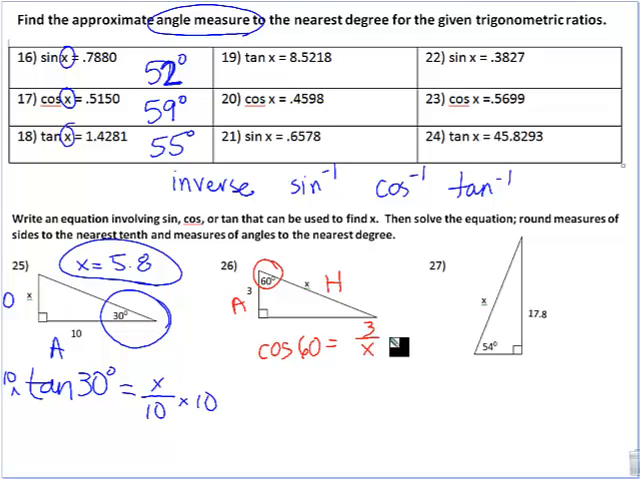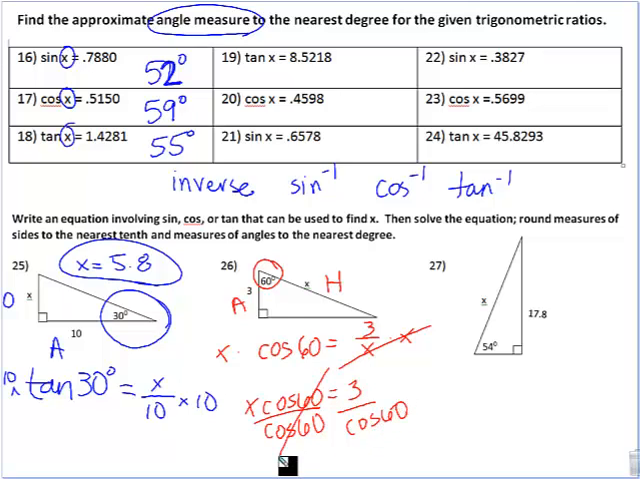Okay, so we'd start by multiplying by x. So now these x's cancel. So now I have x times the cosine of 60 is equal to 3. So divide by the cosine of 60. So I have to take 3 divided by the cosine of 60.